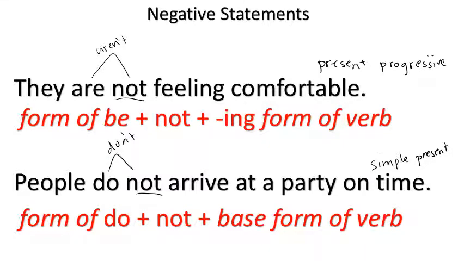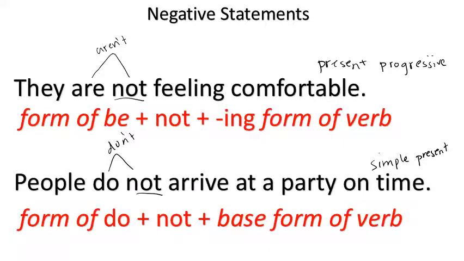If we look at the sentences, you can also find out through context what tense they are in. They are not feeling comfortable. Right now, they are not feeling comfortable. Hopefully, they'll feel comfortable later. We don't know if they will. If I look at the second sentence, it says people don't arrive at a party on time. This sentence is stating something that happens regularly, that people do not usually come to a party on time. Let me just display the form of each sentence.